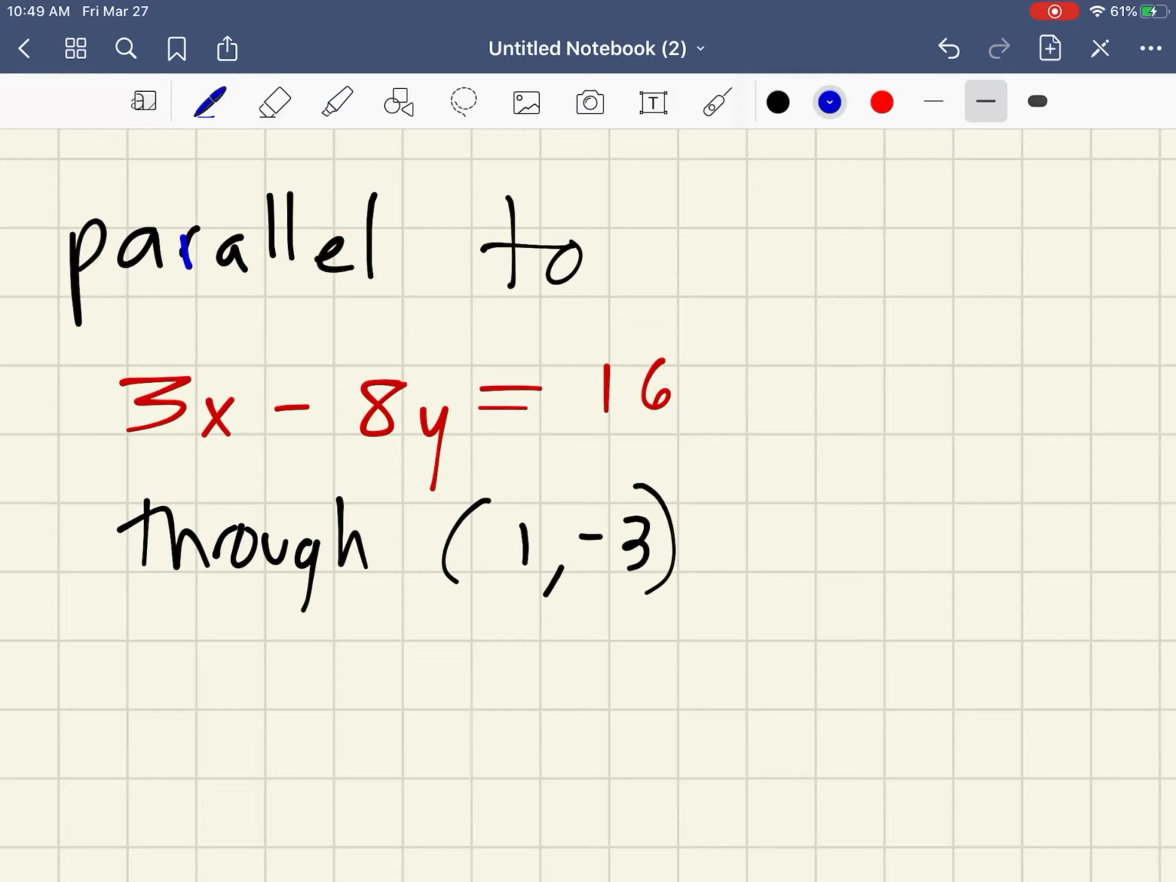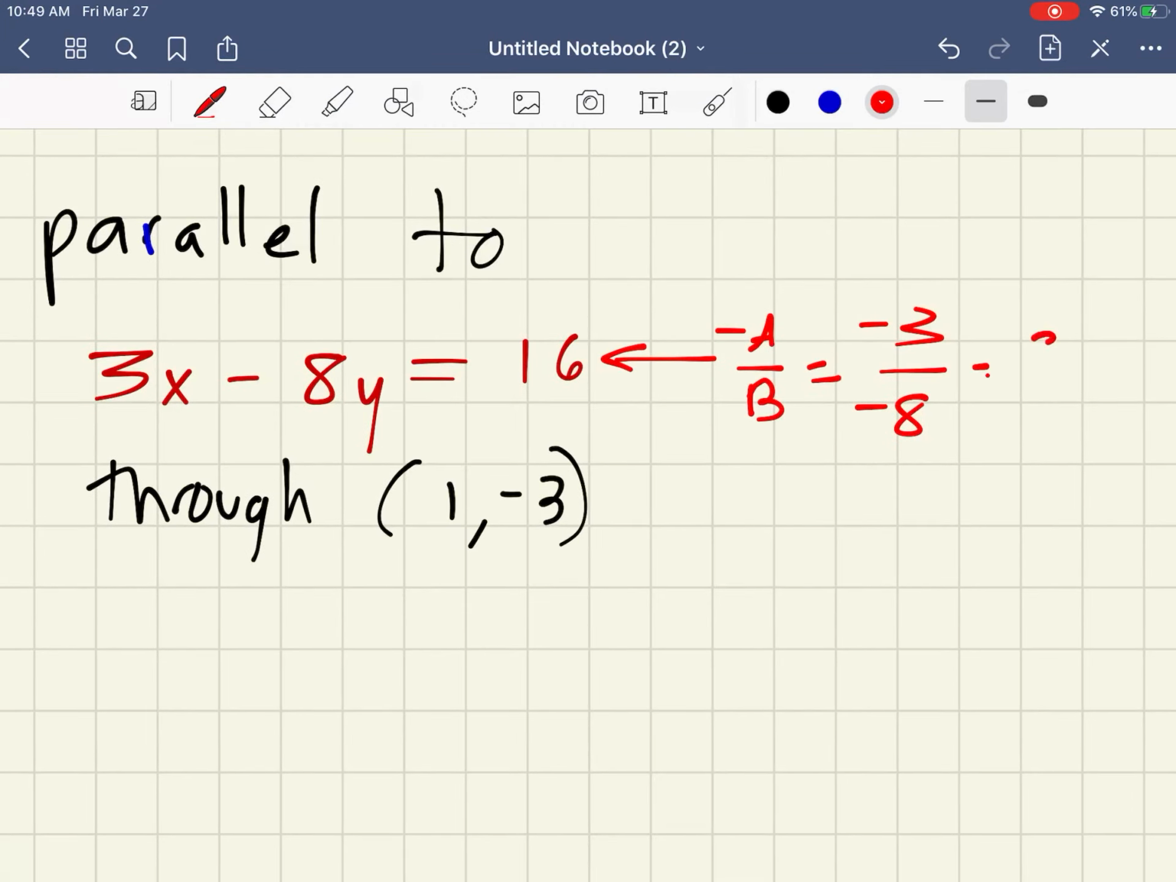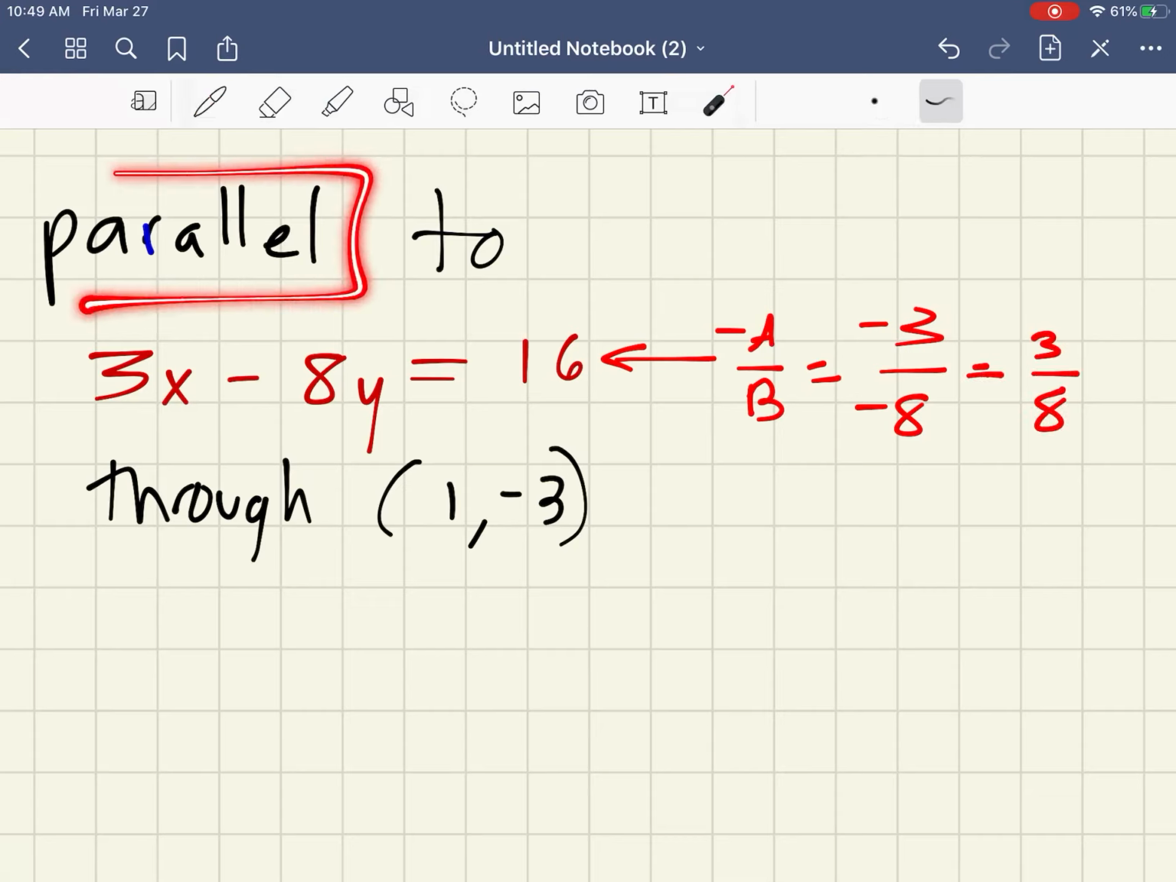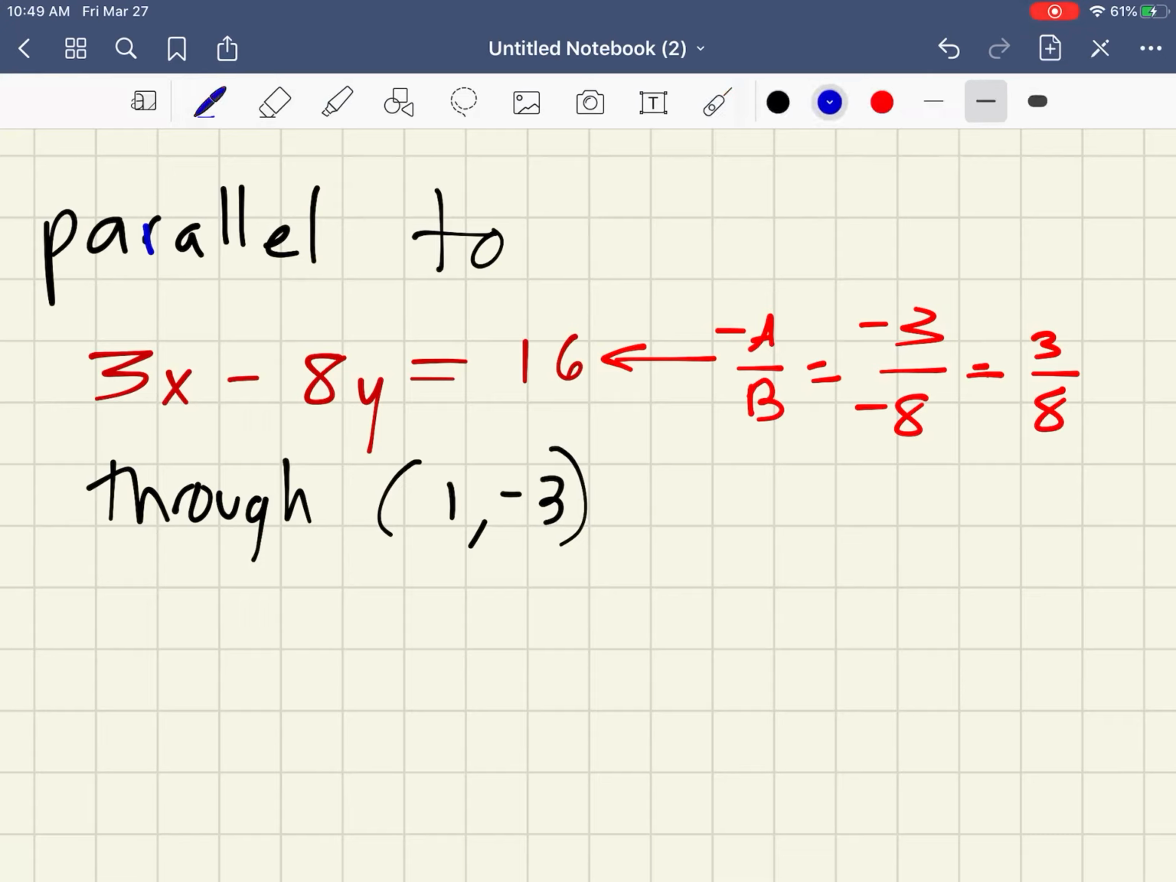Parallel to the line 3x minus 8y equals 16, the slope of this red equation is negative 3 over negative 8, which is 3 over 8. And if I would like a parallel line to that, I'm going to use the same slope. Parallel lines have the same slope. So y equals 3 over 8 times x plus b, if I'm looking for the equation.